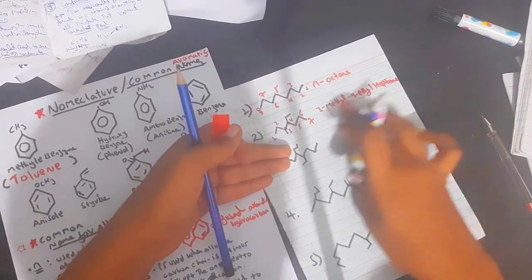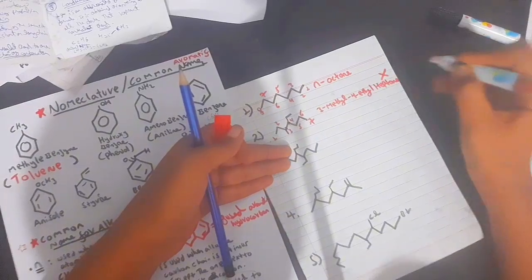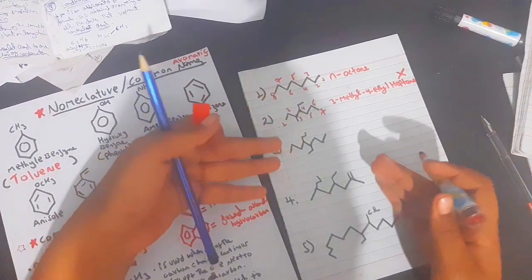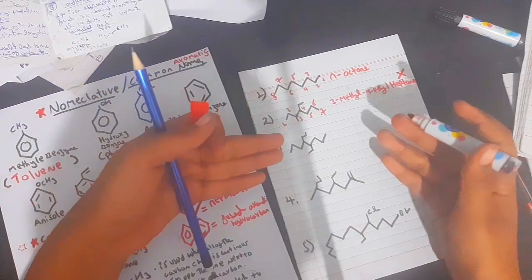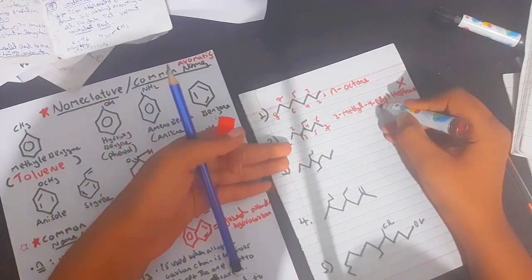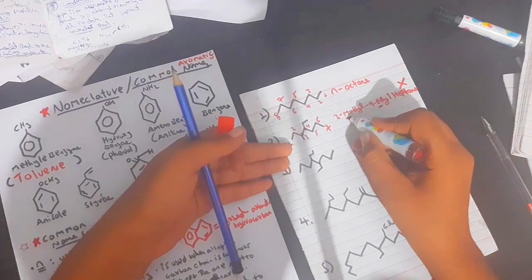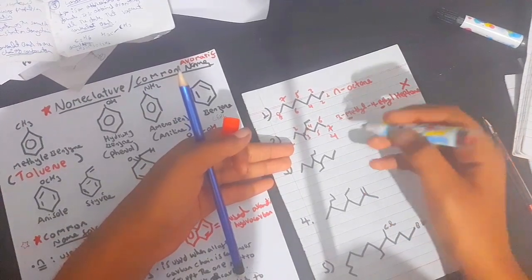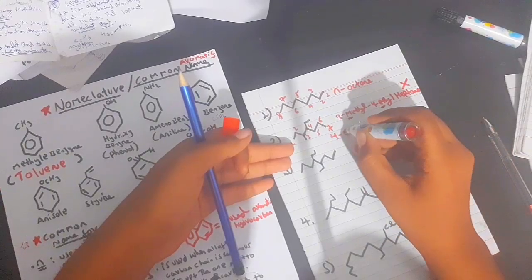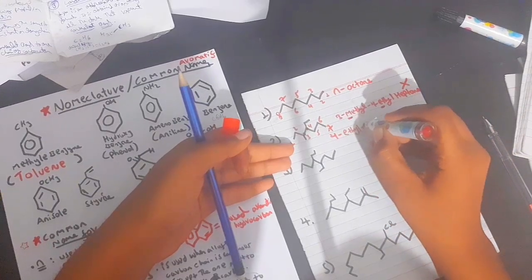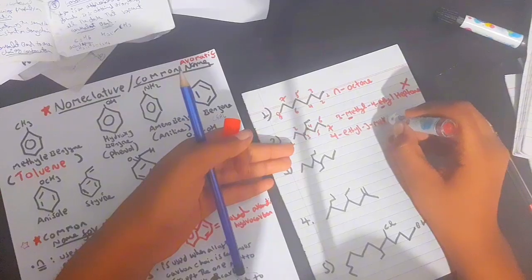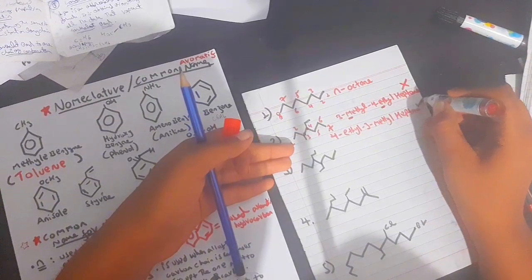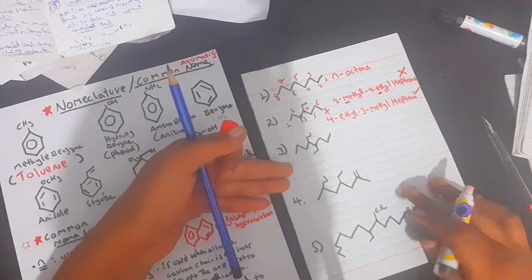But this structure is incorrect, because in IUPAC naming we follow alphabetical order. This means E comes before M. So we're going to be exchanging places. So the correct IUPAC naming for this compound is going to be 4 ethyl, 3 methyl heptane. This is correct.